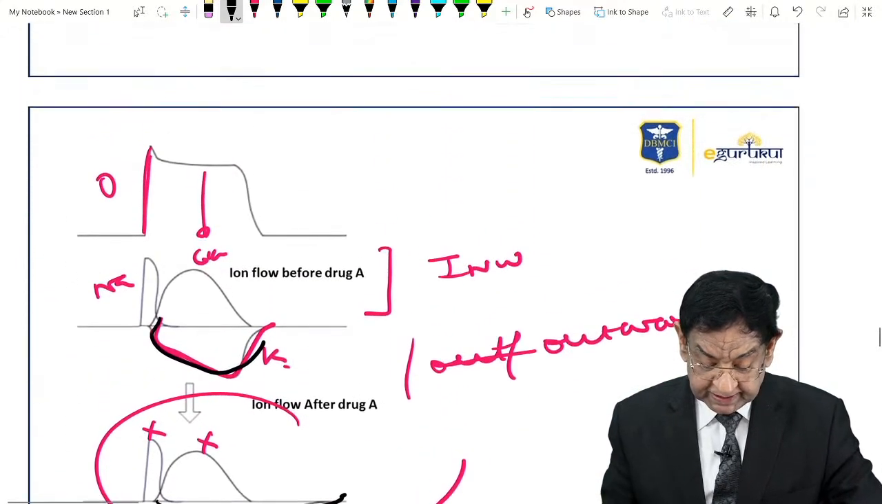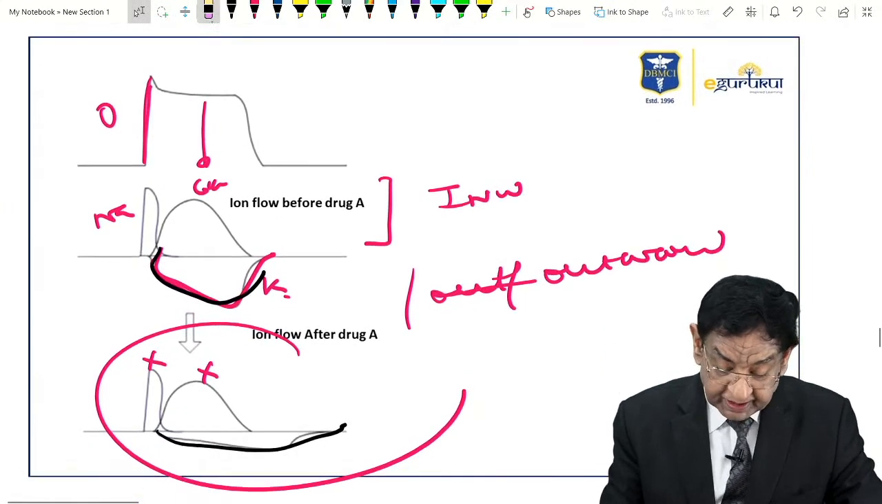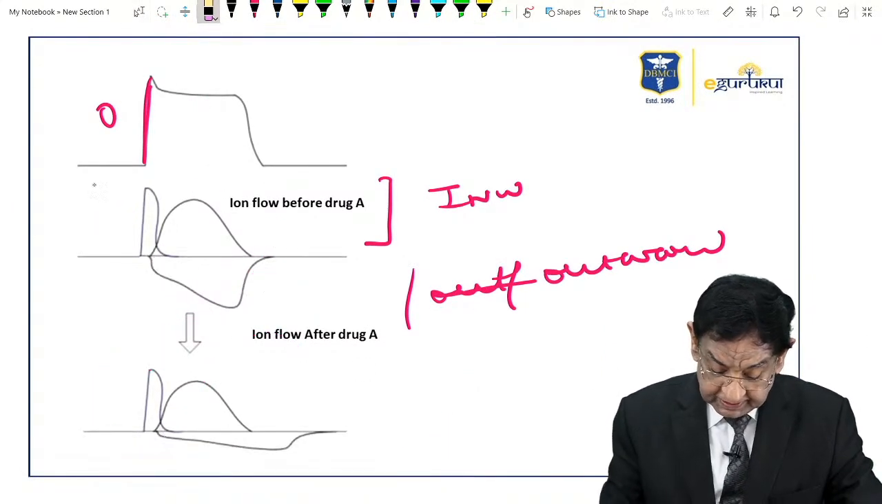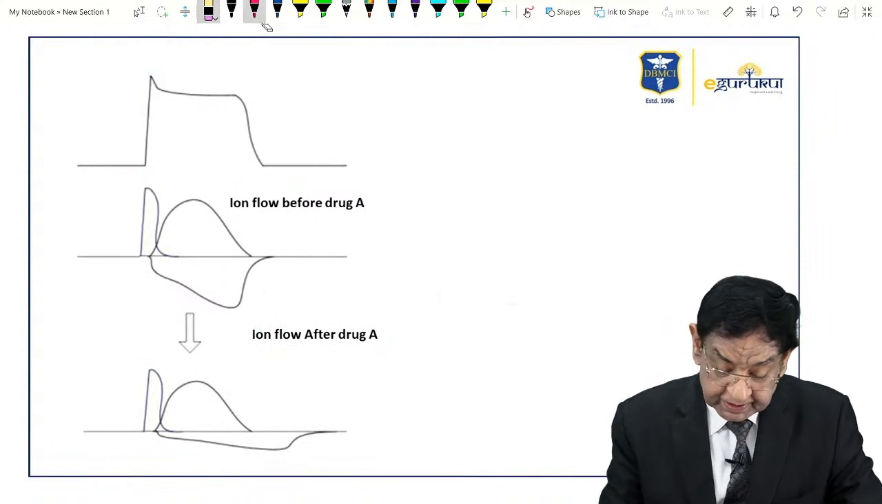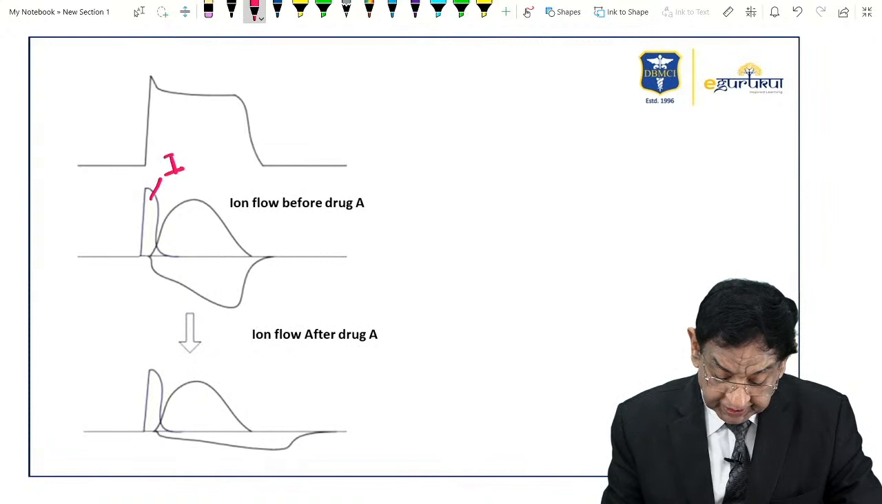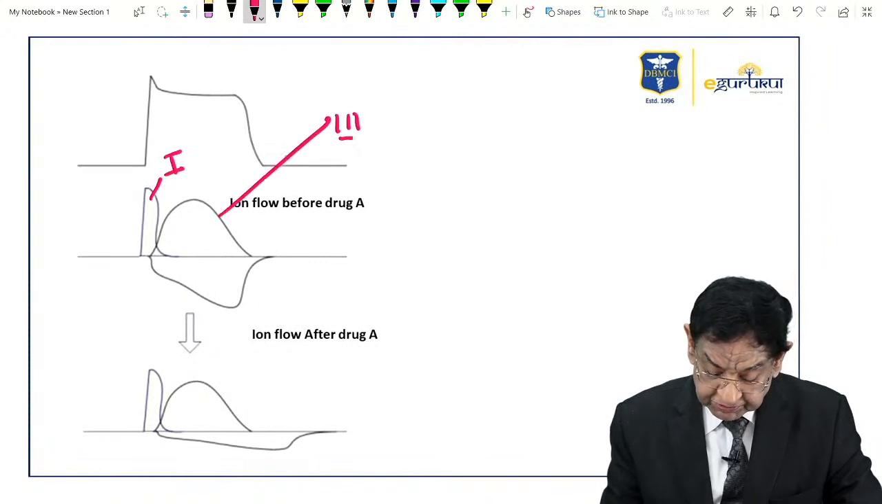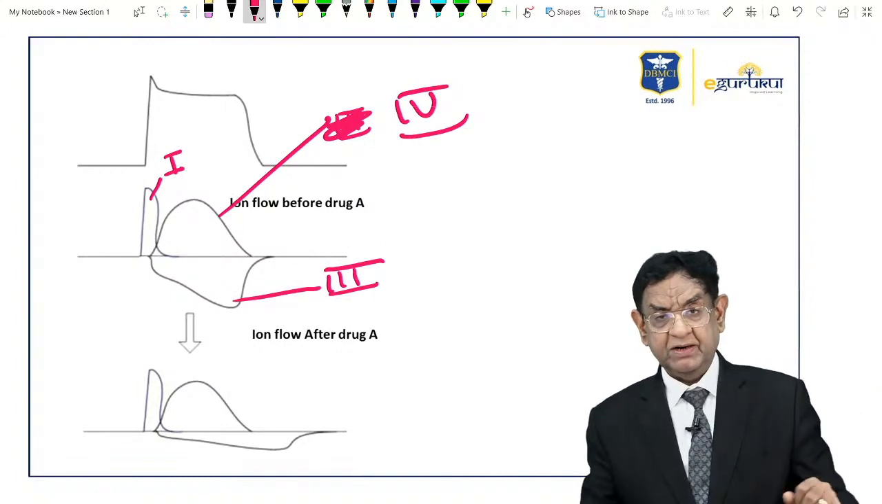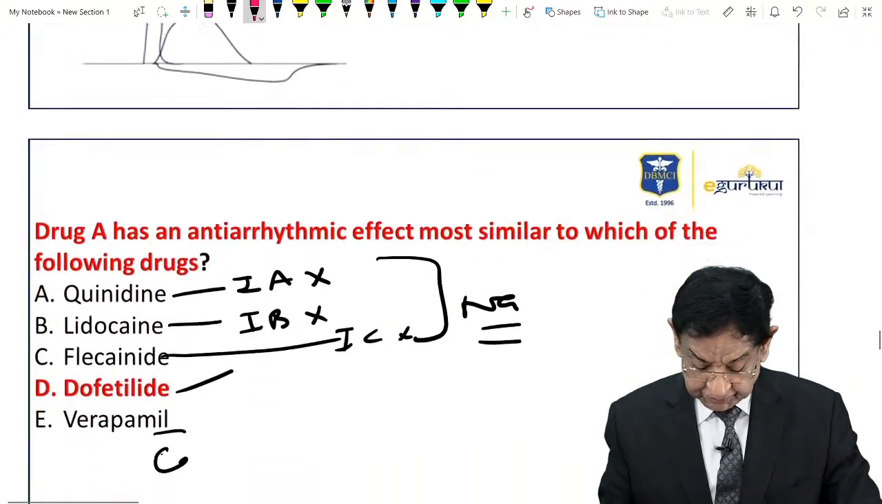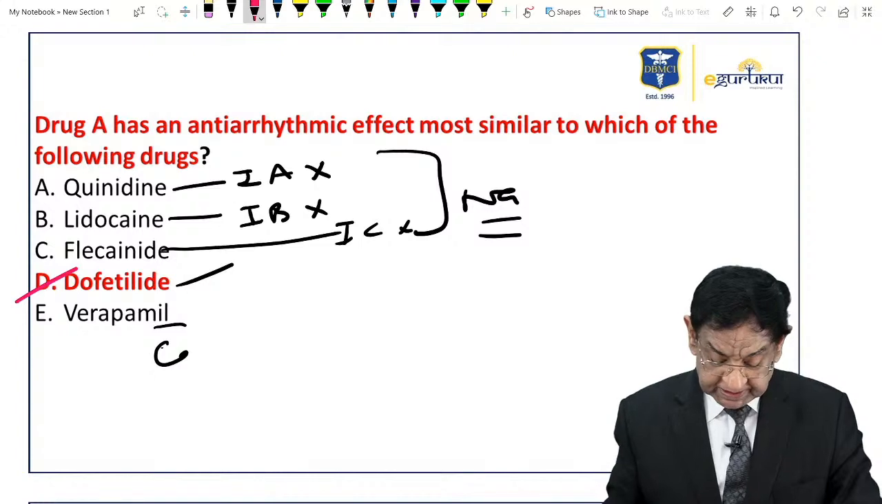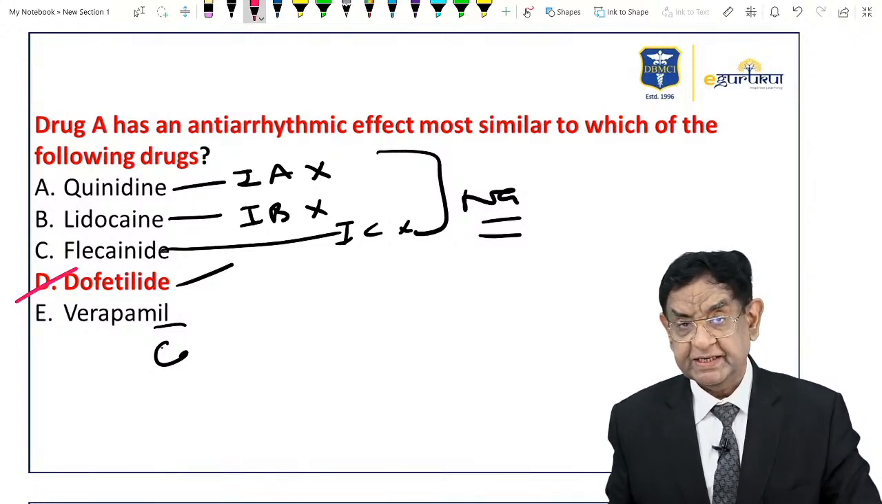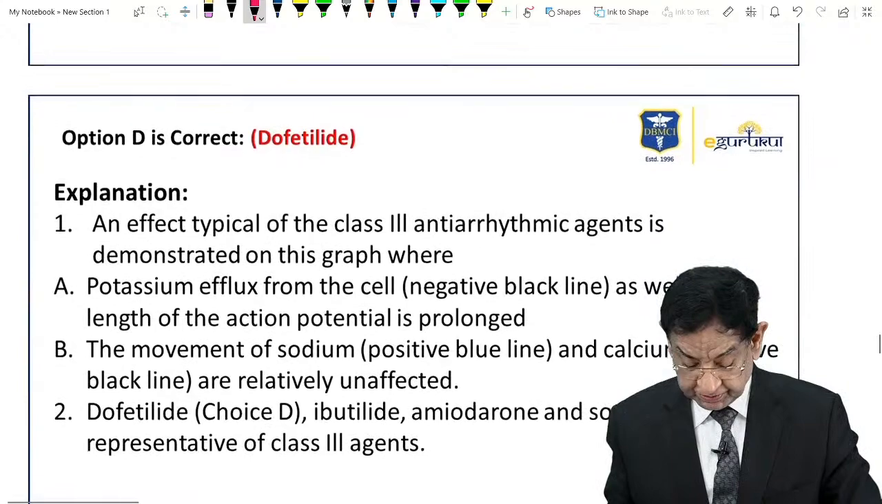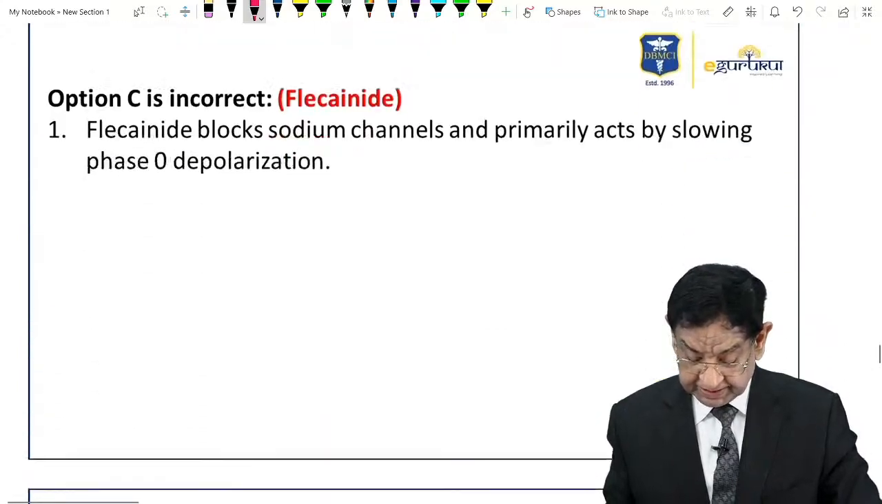So if I have to tell you, this is the site of, this represents a class 1 drug, this represents a class 3 drug, this a class 4 drug, and this represents a class 3 drug. Simple, because you know the basics. So that's why the answer is dofetilide, which is a potassium channel blocker. None of the others fit.